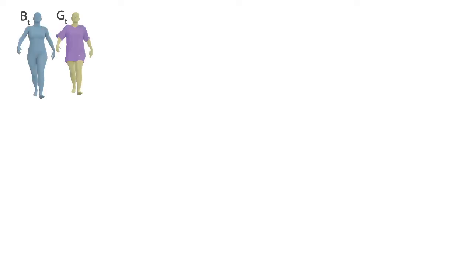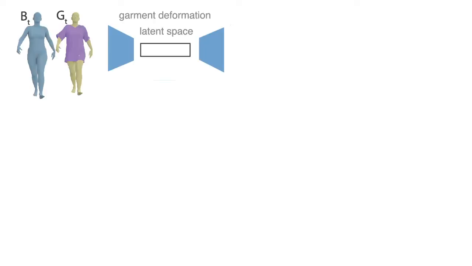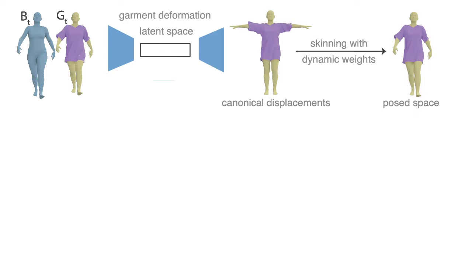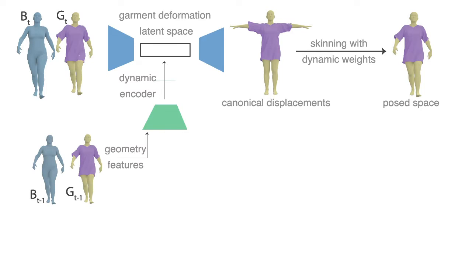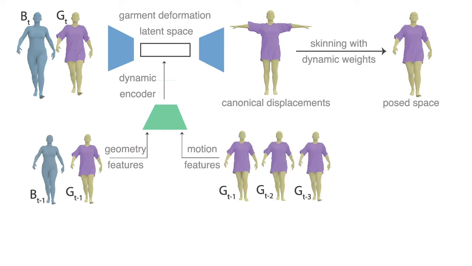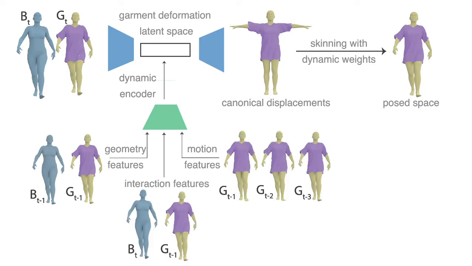We first learn a compact latent space of plausible garment deformations by using a regularized autoencoder that maps a static garment geometry to deformation parameters. We then train a dynamic aware encoder which maps the previous garment geometry, its motion features, and the interaction with the body to the latent space to predict the dynamic garment deformations.